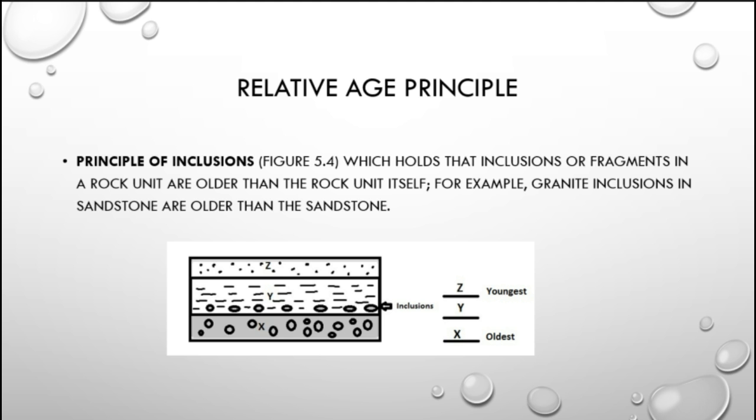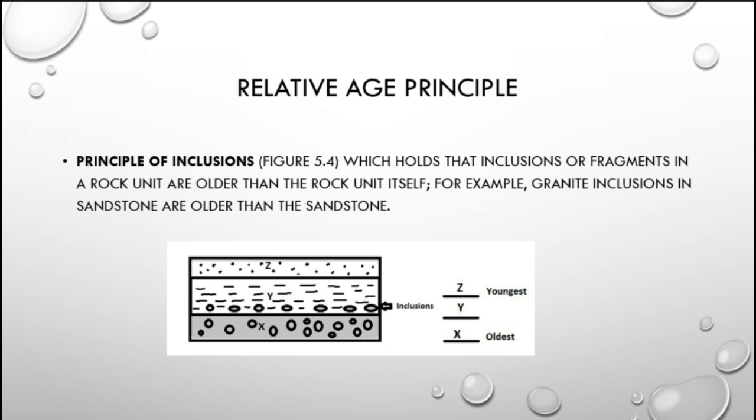Another principle is the principle of inclusions, which holds that inclusions or fragments in a rock unit are older than the rock unit itself. For example, granite inclusions in sandstone are older than the sandstone. So if we look here, we have unit X down below. This is going to be a conglomerate, and we see pieces of that same unit as inclusions in unit Y. These inclusions are older than the unit they're in.